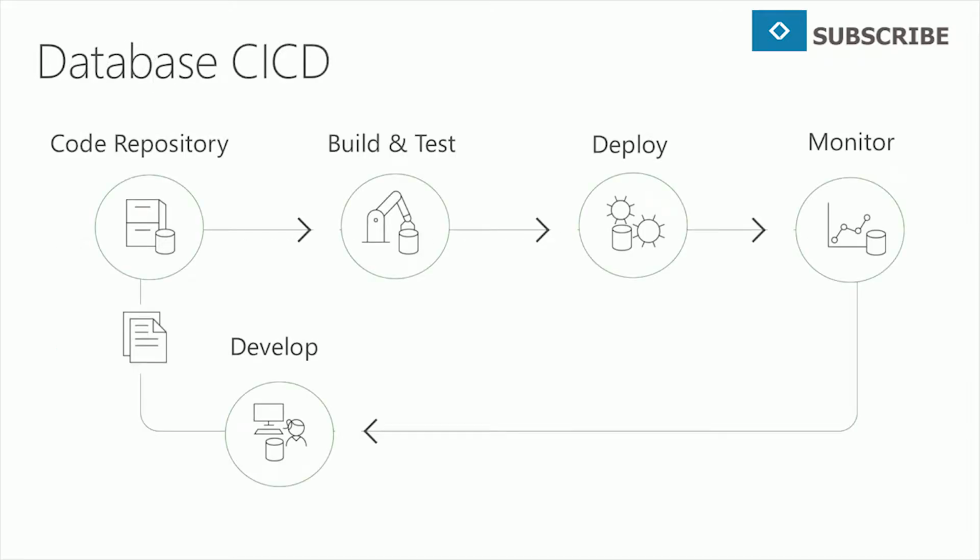So this is a very familiar flow. In application and also database CI/CD, it works like this. First, all the code for application and database is in a code repository, like GitHub, VSTS, and source control. Whenever there is a change in the code, it starts building and testing those changes. Once it is done, it deploys to the target environment. It can be a test environment or production environment.